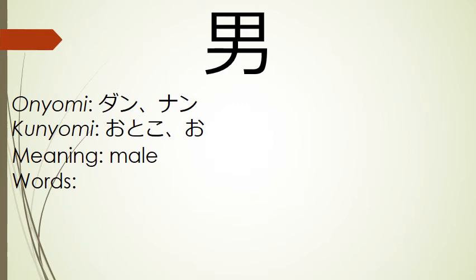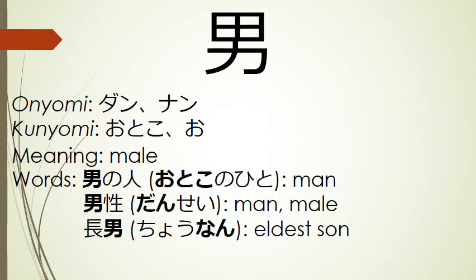Our next kanji means male. Its onyomi include dan and nan, and its kunyomi include otoko and o. Words that use this kanji include otoko no hito, man, dansei, man or male, and chonan, eldest son.